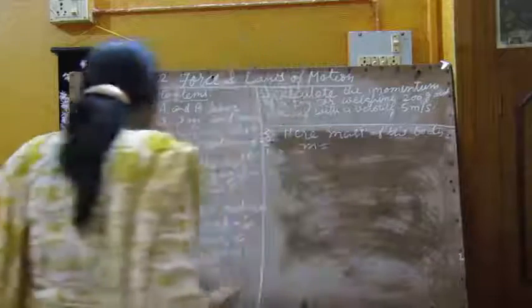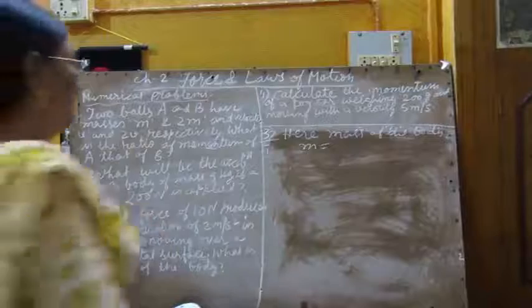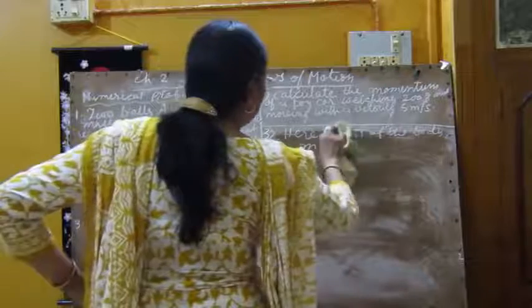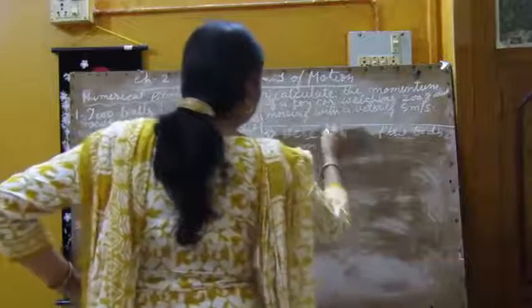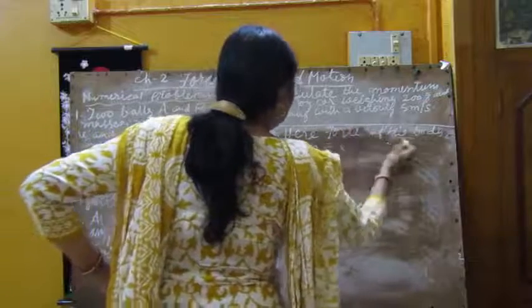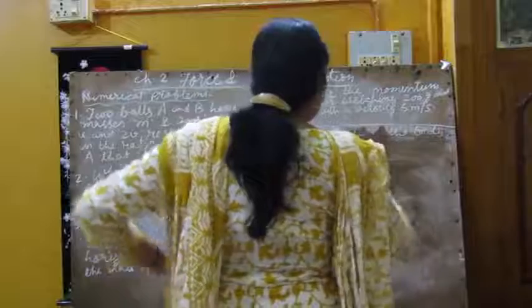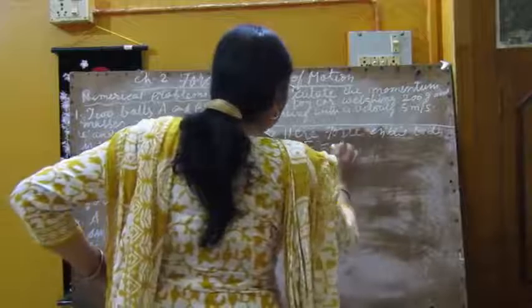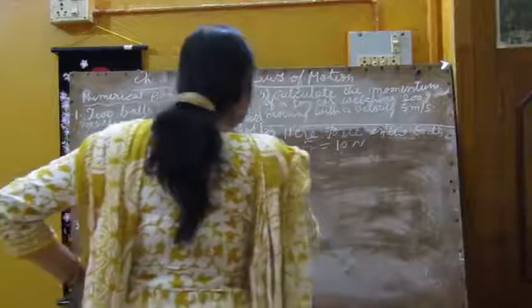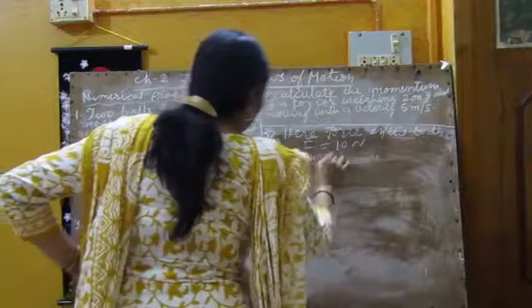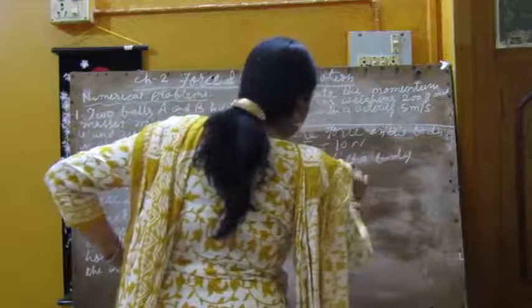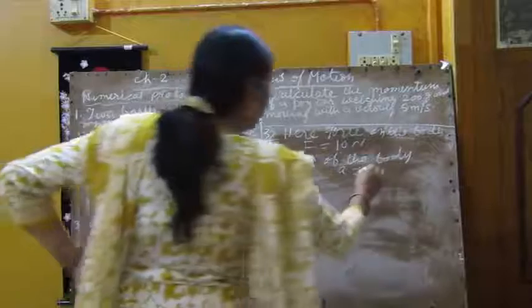m equals to how much is given? Mass of the body we don't know, question mark. So beforehand you don't write mass, you write here force on the body, F equals to 10 newton. Acceleration of the body, a equals to 2 meter per second square.